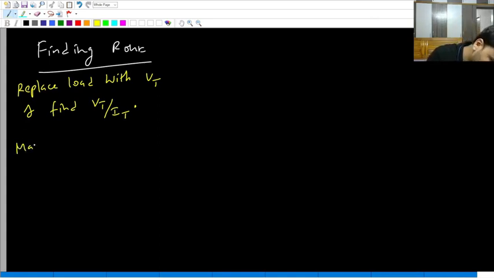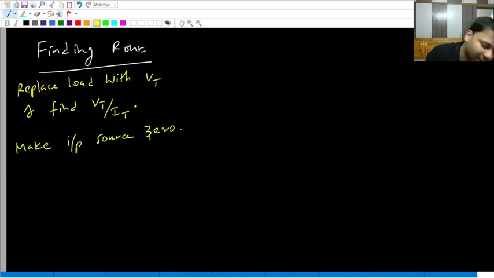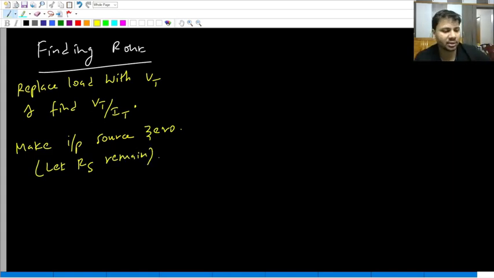So make the input source 0. Now that input source is what? Not just Vs, right? Input source is Vs along with Rs. Only that Vs part you should make it 0. If there is Rs, let it remain. So if at all the input source has some internal resistance, don't touch that internal resistance. Only that source part you make it 0. Okay.